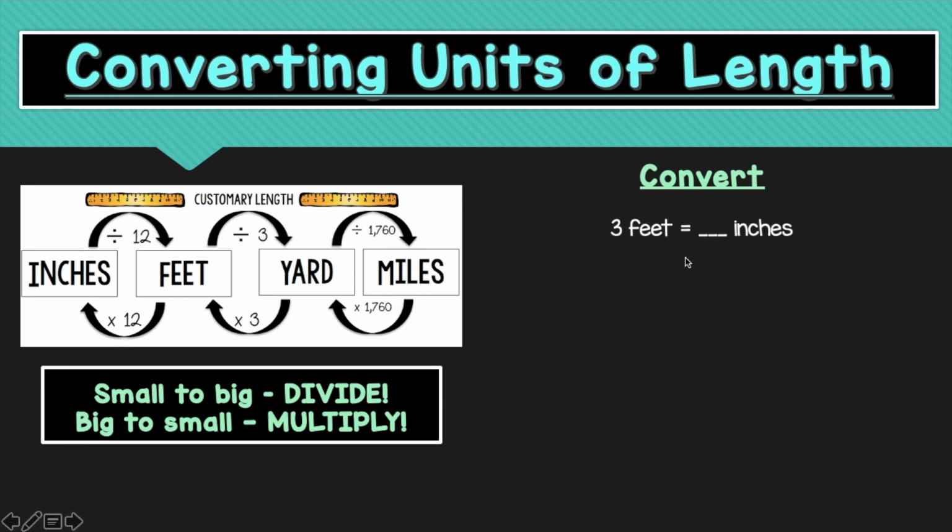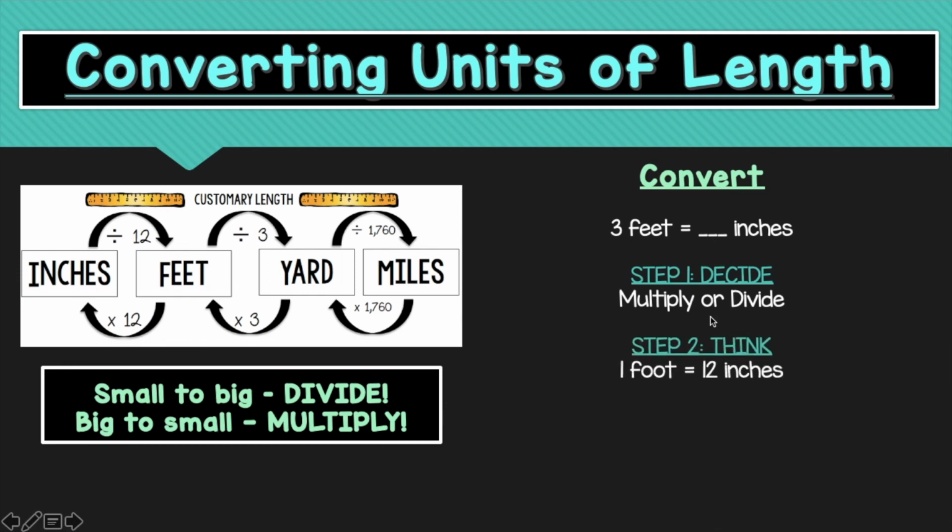3 feet is equal to how many inches? There's 3 steps we're going to do when we're converting measurements. First one you're going to do is you're going to decide, are we converting from a larger to a smaller unit of measure or a smaller to a larger unit of measurement? Well, feet are greater than inches, so I'm going from a bigger unit of measure to a smaller unit of measure, so that tells me that I need to multiply. Now I'm going to think about my conversions. So I'm going to go over here to my chart. I'm going from feet to inches. There are 12 inches in 1 foot.